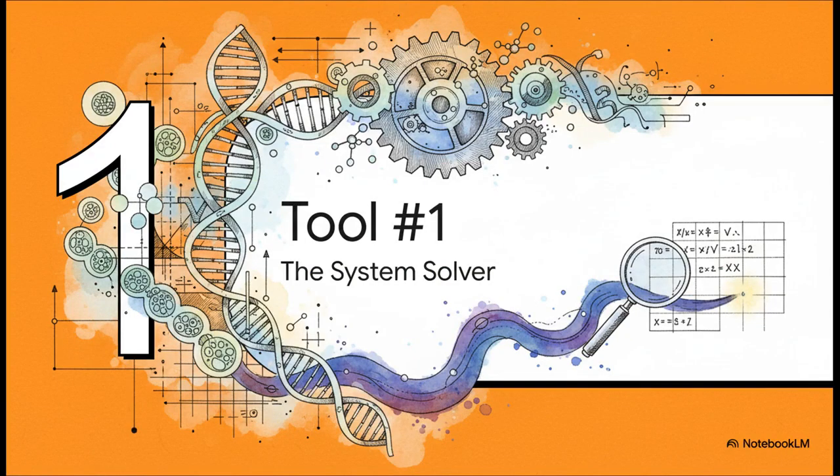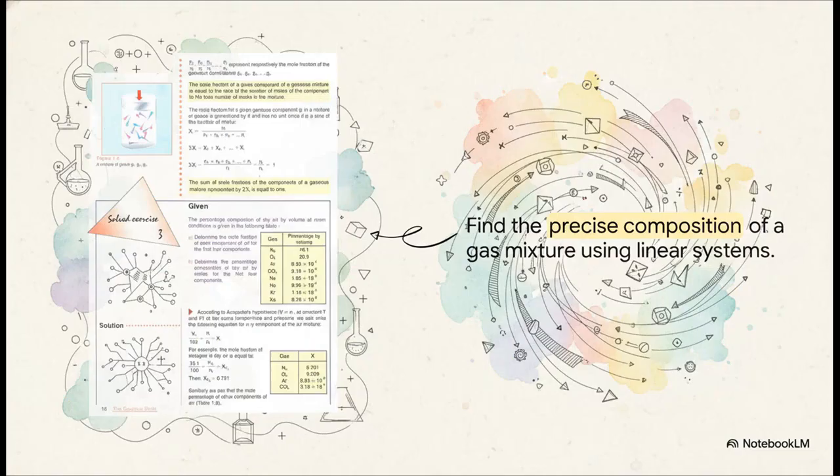So, our first tool in the box, the system solver. You gotta stop thinking of linear systems as just a bunch of abstract equations. You need to see them for what they really are: a powerful device for finding very specific answers when you've got multiple variables all tangled up. For instance, take a classic chemistry problem, just like this one. You're asked to figure out the exact composition of some gas mixture.